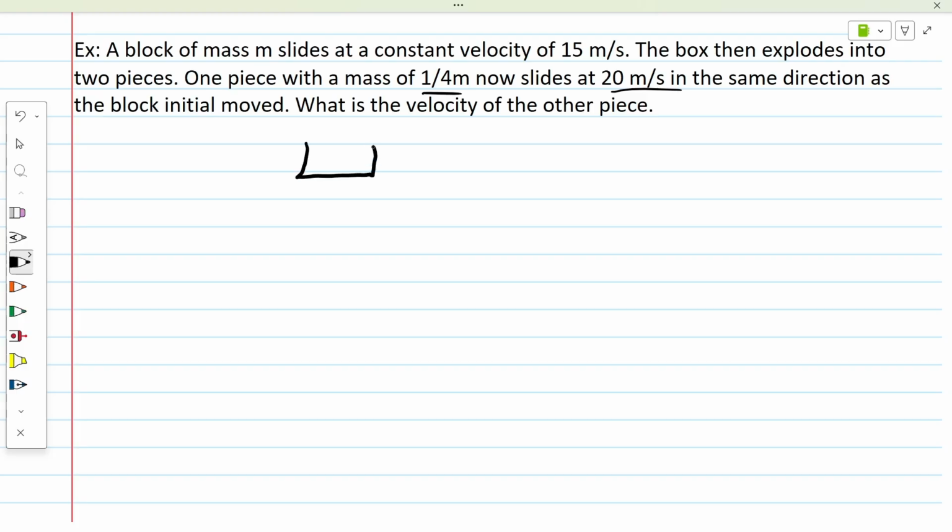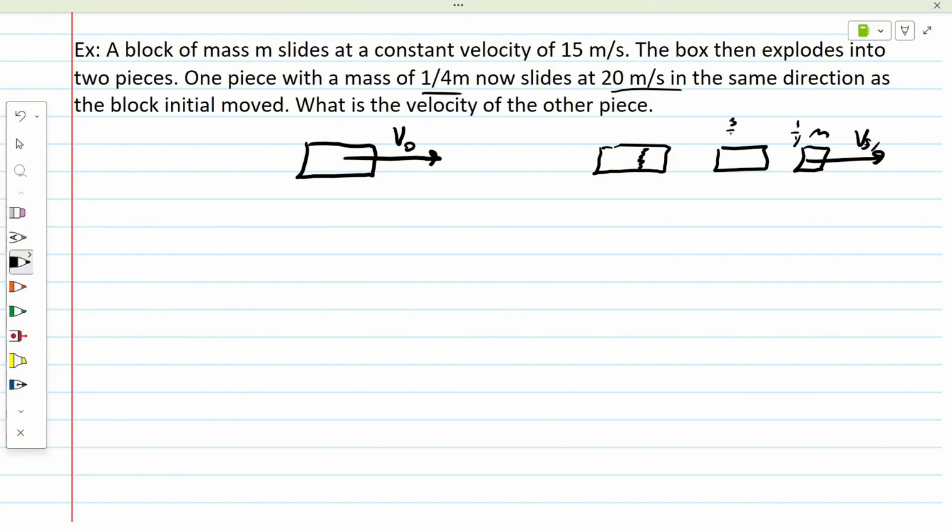We have a box right here, and it's moving with some velocity initial, and that'll be 15 meters per second. And so when it's sliding, it then breaks off into two pieces. And so one piece moves in the same direction as v final 1, we'll just call it, and this has 1/4 the mass. And so the other piece must have 3/4 the mass. But we don't know what this velocity is. The velocity final 2 is what we want to figure out. But we know what the initial system was.